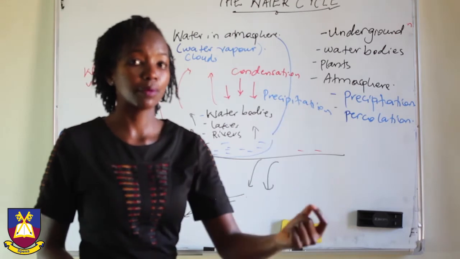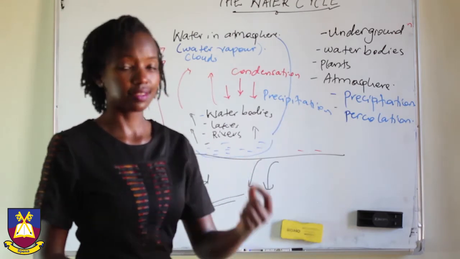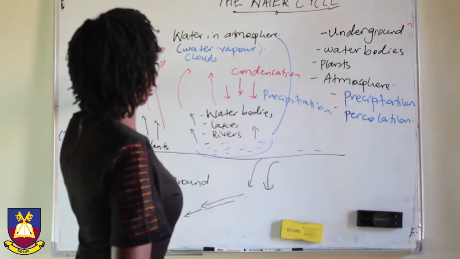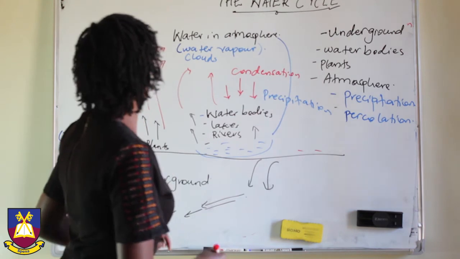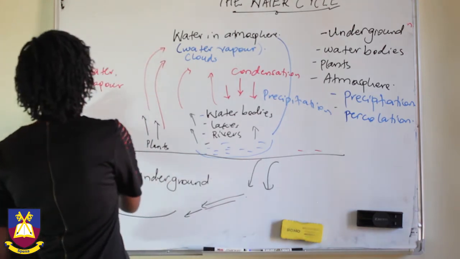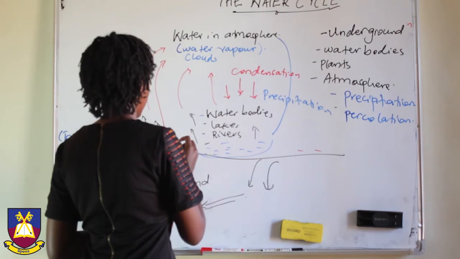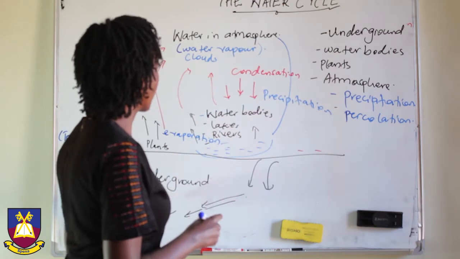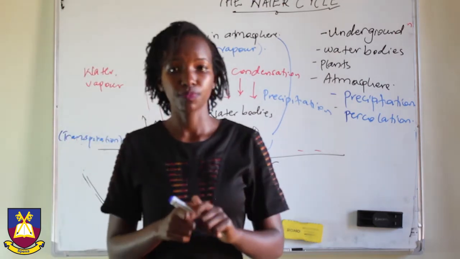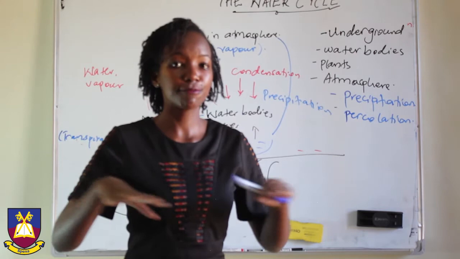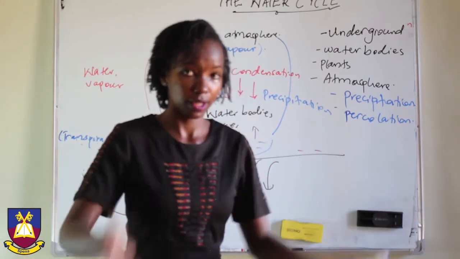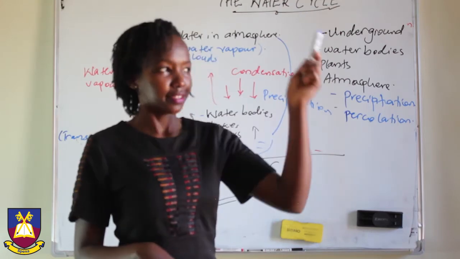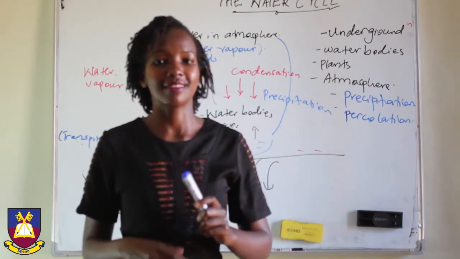And then from the underground, it rejoins a water body, maybe a lake or a sea or a river, where it is reconnected to another water body, and then evaporation and transpiration. Evaporation from the water bodies and transpiration by the plants causes the water to escape from these plant surfaces and water surfaces, as water vapor, back to the atmosphere. And that goes on and has been going on for as long as the earth.